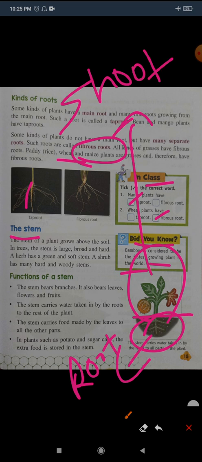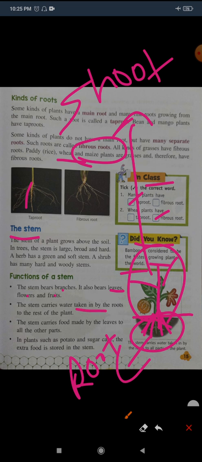So stem is the main part of the shoot system. It carries water and minerals from the root to the leaves, and it supports the plant to stand upright. So this is the function of stem. And here you can see that stem bears branches, it also bears leaves, flowers and fruit. These all things obviously the stem bears.